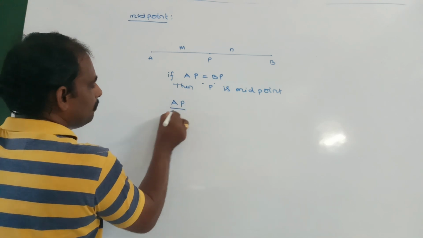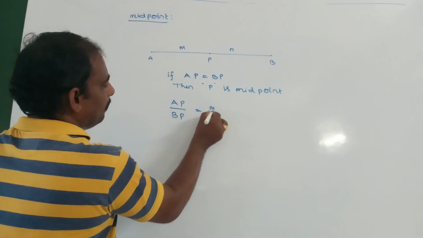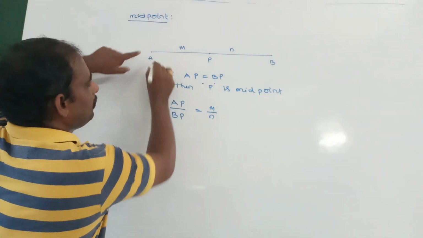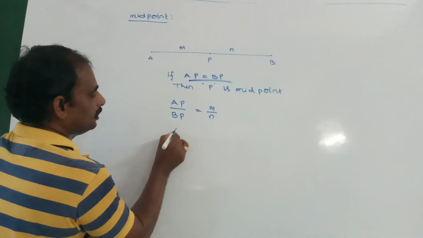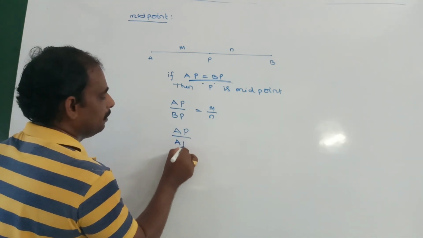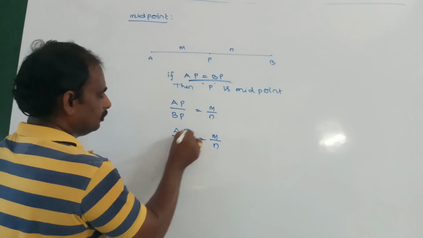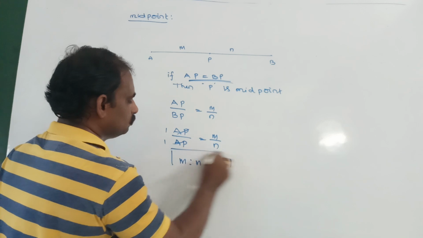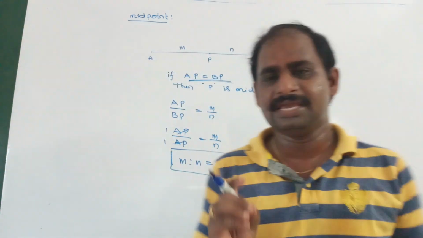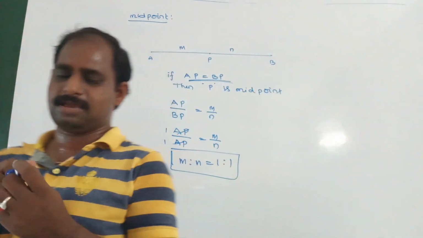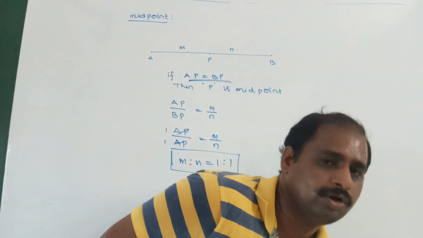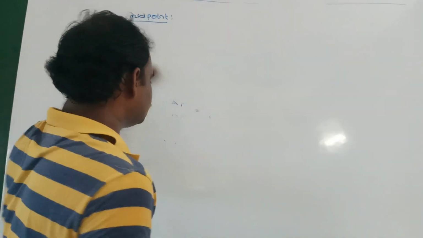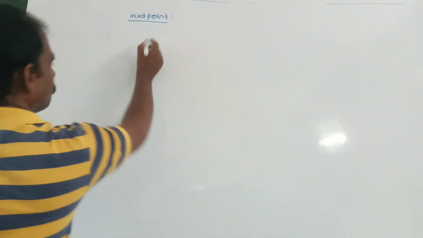We know that AP by BP is equal to M by N. Let M is to N be taken as 1 is to 1. That means if P is the midpoint of the line segment AB, then it divides in the ratio 1 is to 1. So we got the ratio as 1 is to 1. Now let us apply this for the section formula.